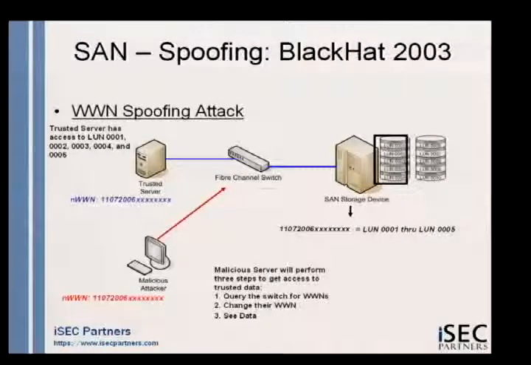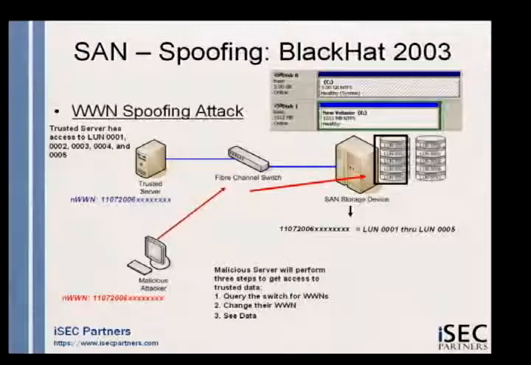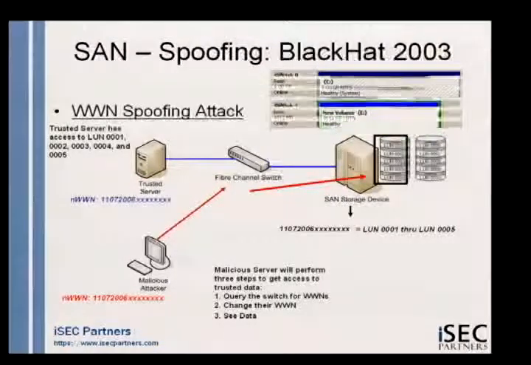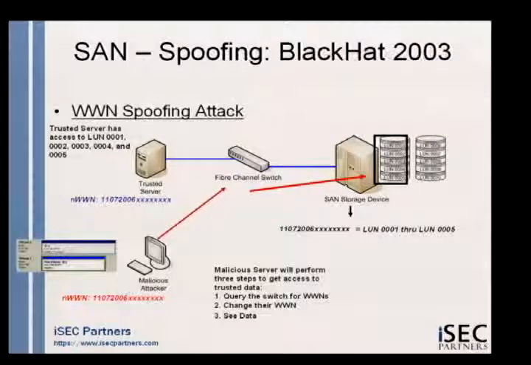They submit it to the Fiber Channel switch. The switch recognizes there's a duplicate value, overwrites the preceding value with the new information, and gives the storage array to the attacker. The first one is knocked off the network, and therefore they have access to the data.